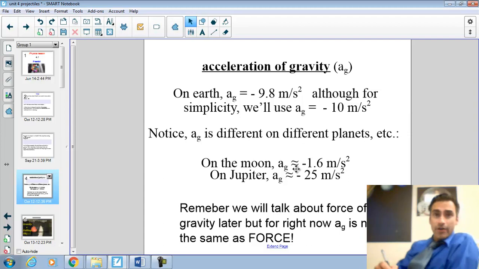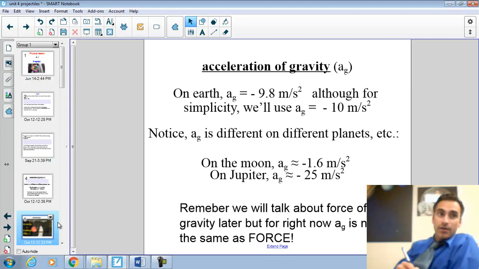On Jupiter, it has a larger magnitude of acceleration of gravity, still with the direction down. So if somehow you get to Jupiter and we were to drop something, it would fall much faster. Remember, we're going to talk about force later, but for right now, acceleration of gravity is not the same as force. It's just what an object is accelerating at.